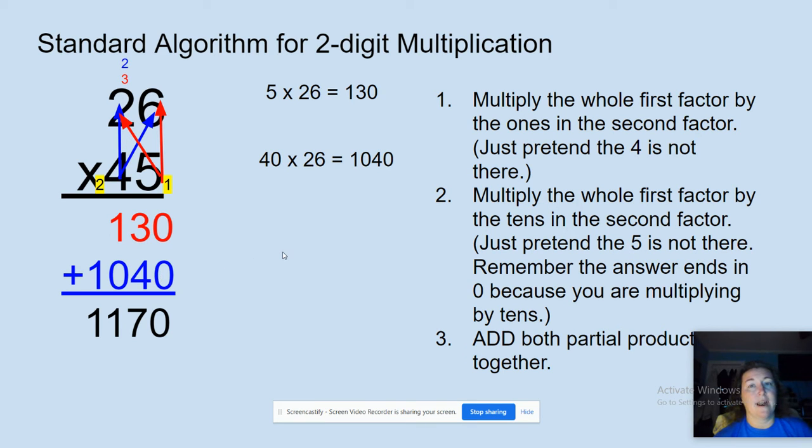And when you do standard algorithm, you only have 2 partial products, but you still do have to add both of the partial products together. When I add them together, my answer is 1170.